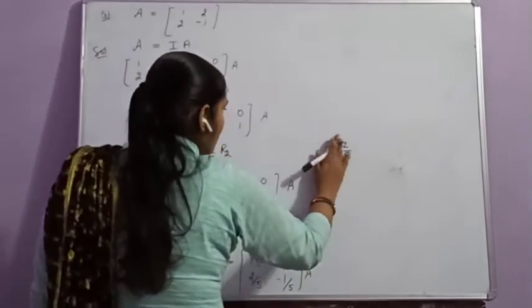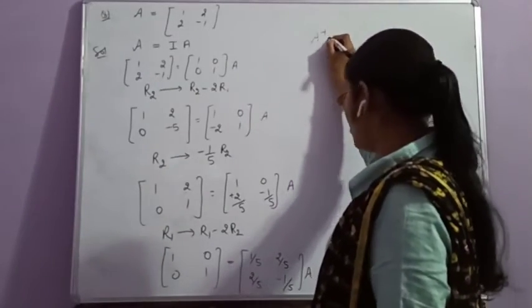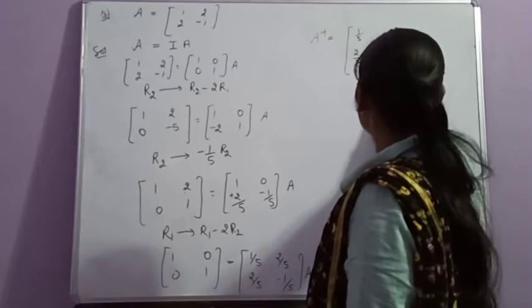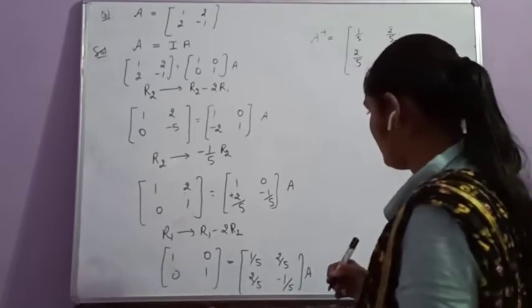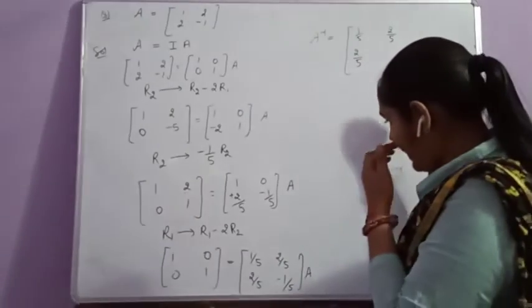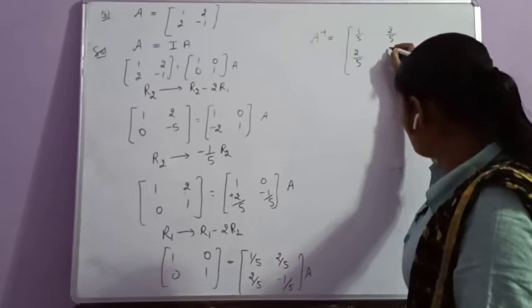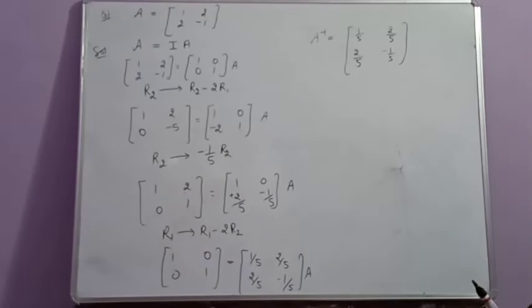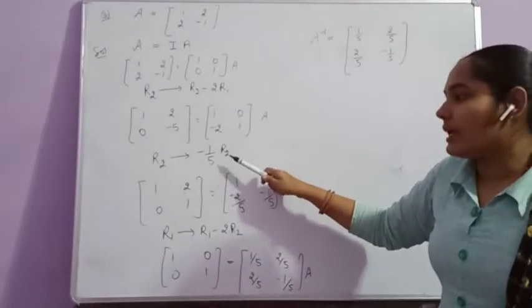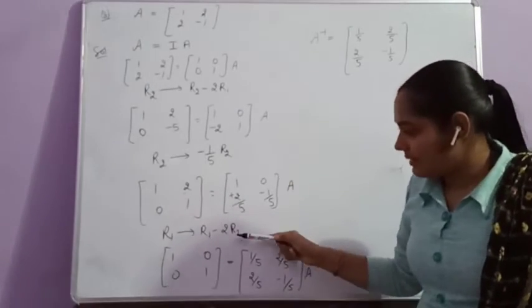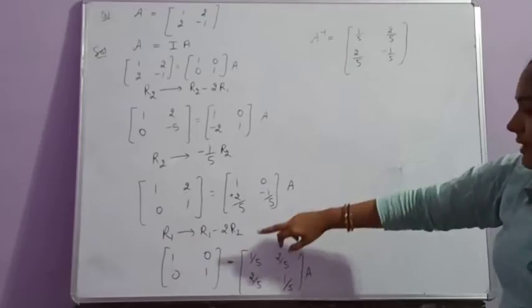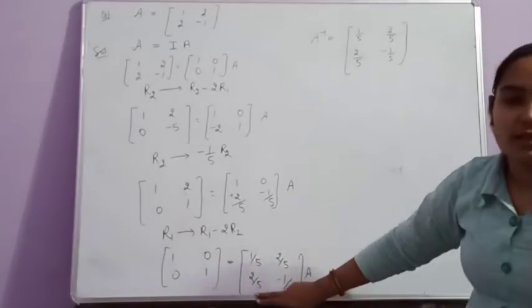So the inverse of A matrix is equal to 1 by 5, 2 by 5, 2 by 5, minus 1 by 5. Clear? Firstly, we apply the operation on the second row, that is R2 minus 2 R1. Then we multiply R2 by minus 1 by 5, and the next operation is on the first row. Clear? So when the identity matrix is formed on the left-hand side, then what is on the right will be the inverse of matrix A.